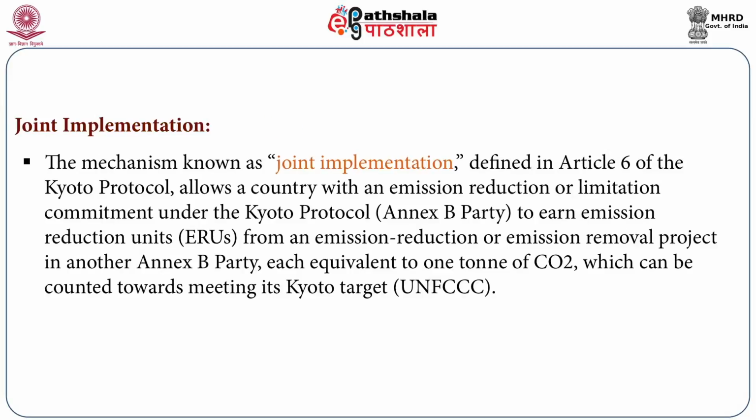Joint implementation. The mechanism that is known as joint implementation, defined in Article 6 of Kyoto Protocol, allows a country with an emission reduction or limitation commitment under the Kyoto Protocol to earn emission reduction units from an emission reduction or emission removal project in another Annex B party country, each equivalent to 1 ton of CO2, which can be counted towards meeting its Kyoto target.